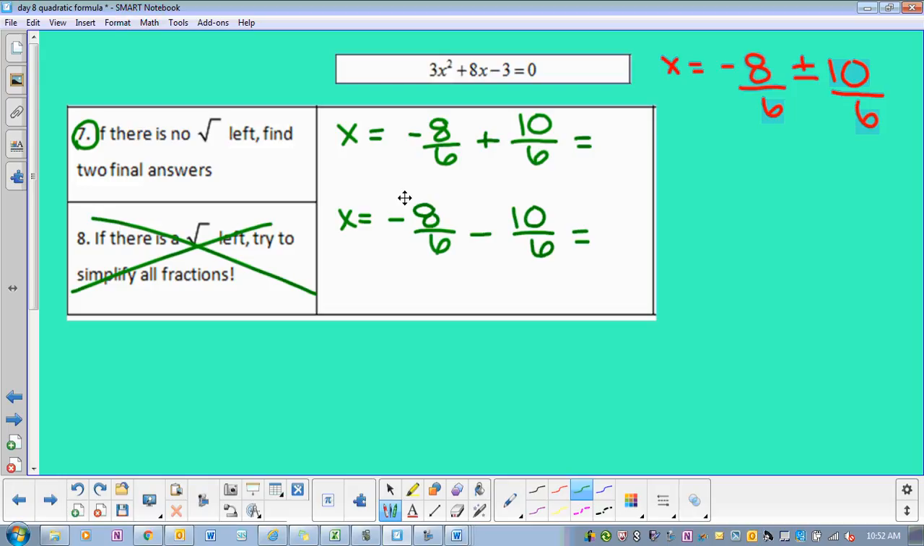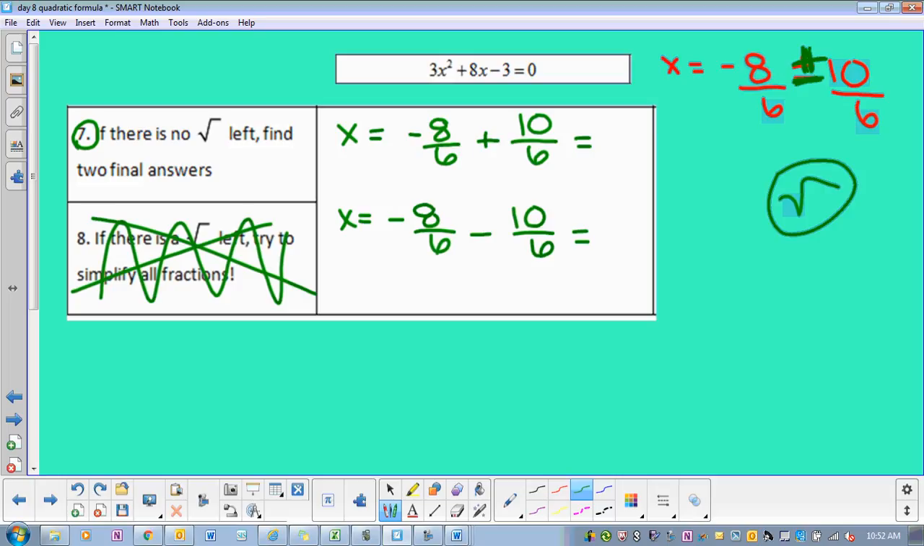Okay. So you know how this was my step before, right? This plus and minus tells me 2 different operations, basically. Was there a square root left over anywhere here? No. So that's why I crossed out step 8. Because step 8 says if you have a square root left, this is what you need to do. But we don't, right? So we're looking at step 7 and it says if you don't have a square root left, then find your 2 final answers.